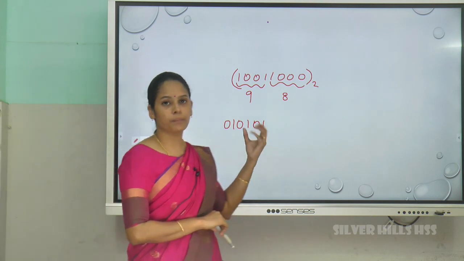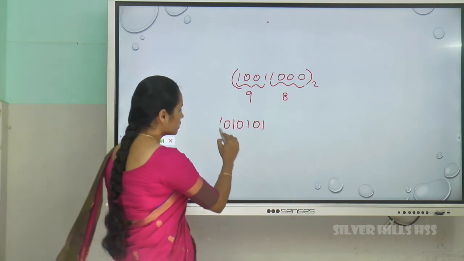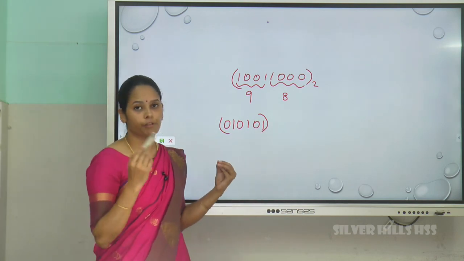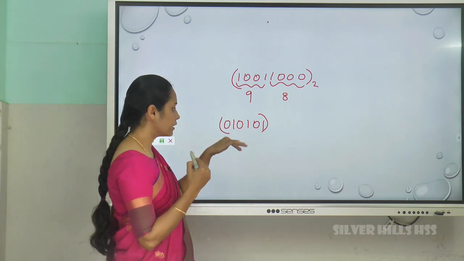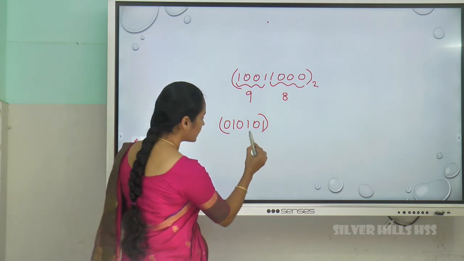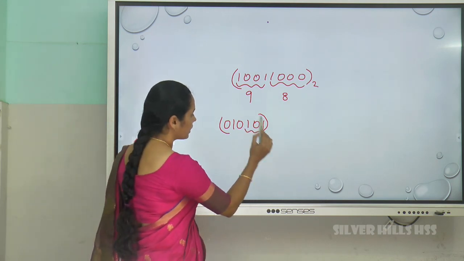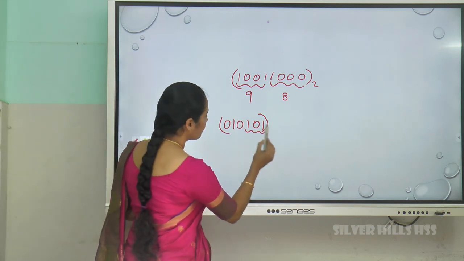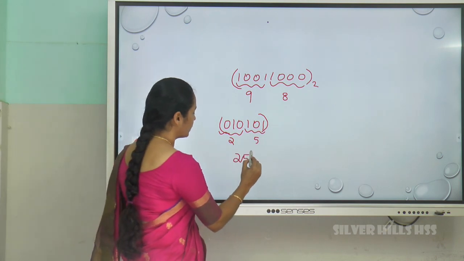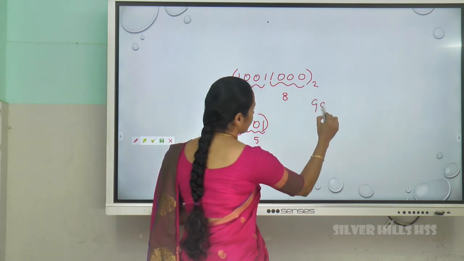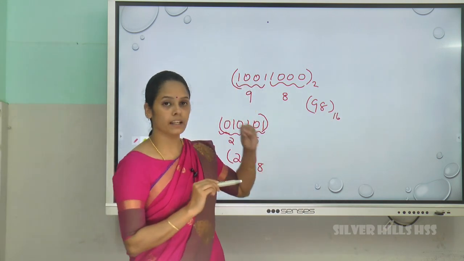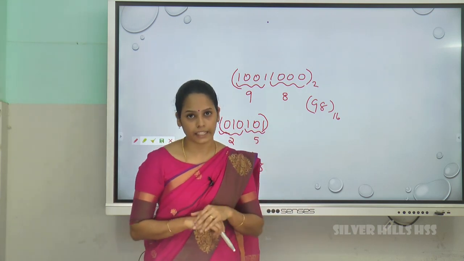If I write a binary number like this, it is somewhat difficult to remember. If the number is very large, it is difficult to remember. So we can represent this in the form of an octal number or hexadecimal number. I will write this as an octal number. We can group 3 bits together, and it will be 5, and this as 2. Then we can write the number as 25 base 8, and this as 98 base 16. How we can convert binary to octal or hexadecimal, I will explain later in the next video.